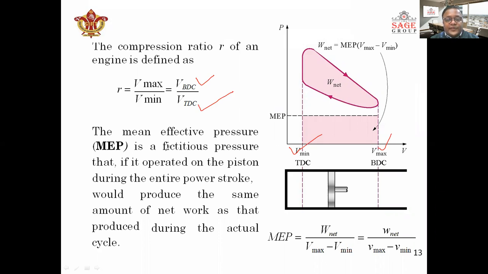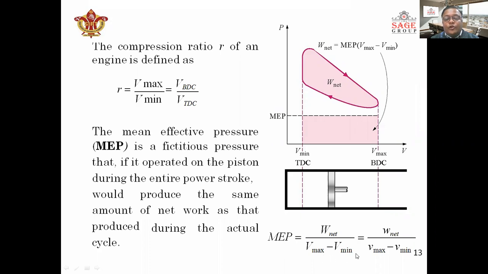The mean effective pressure is the hypothetical constant pressure which, operating on the piston during the entire power stroke, would produce the same amount of net work as that produced during the actual cycle. It is the effective pressure value operating in the engine cylinder when the piston is working through the different strokes and processes, on which all the calculations are done mathematically. Mean effective pressure is the ratio of the net work done during the cycle and V maximum minus V minimum.